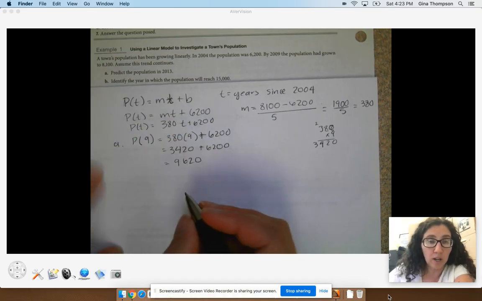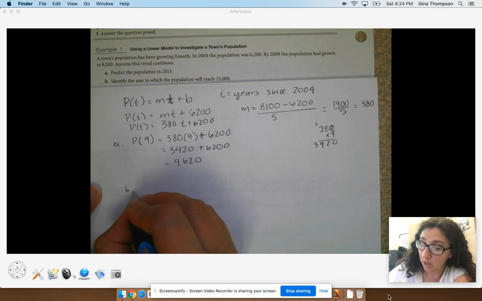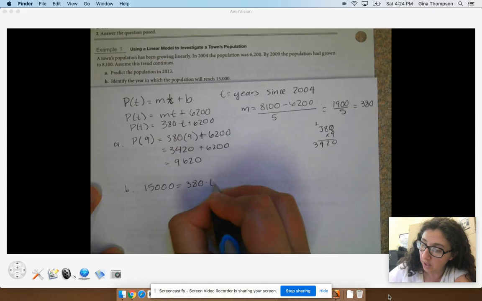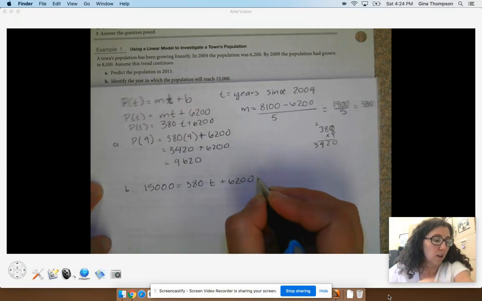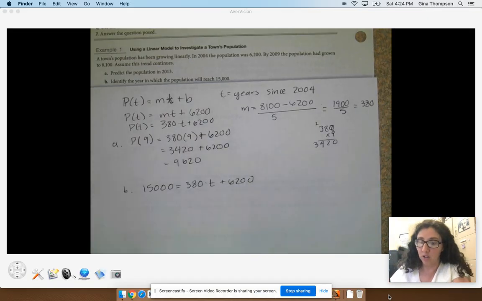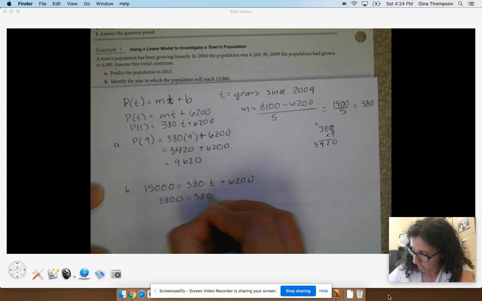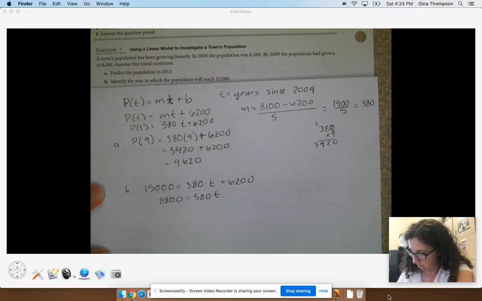Now they wonder, what year will the population be 15,000? Well, that's the output value, right? So we have to say 15,000 equals 380 times t plus 6,200. All right, guys, I'm going to break down and just use my calculator. So 15,000 minus 6,200 is 8,800 divided by 380.